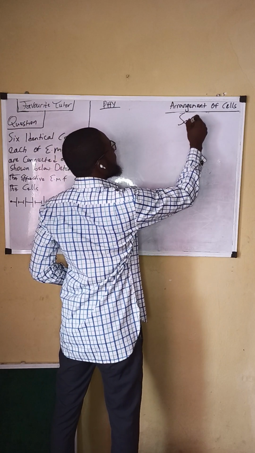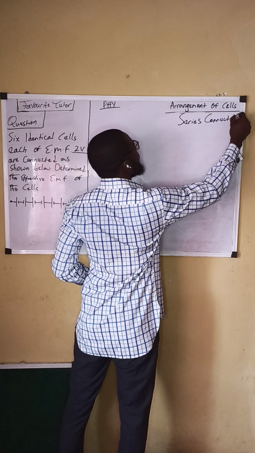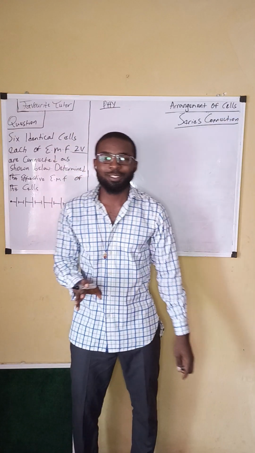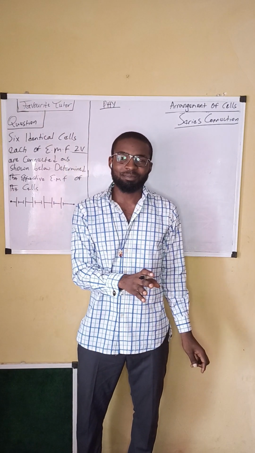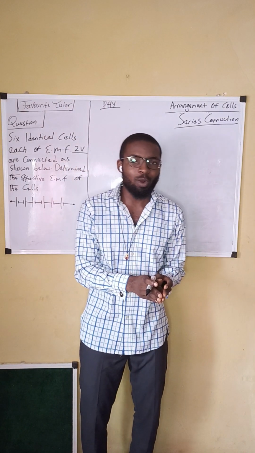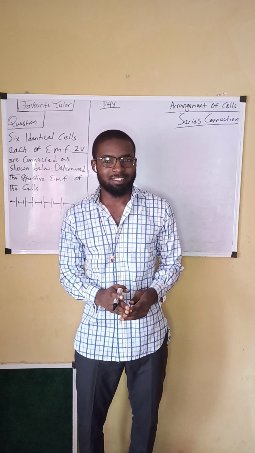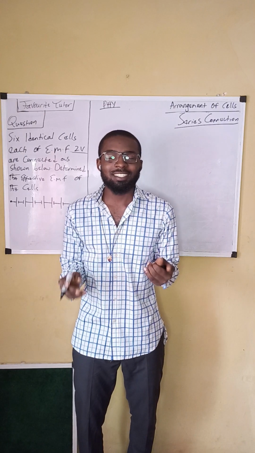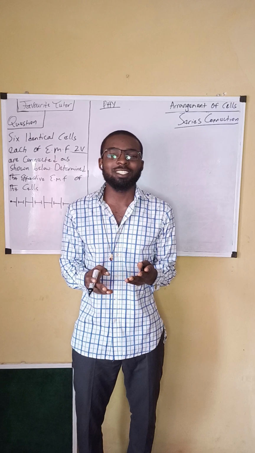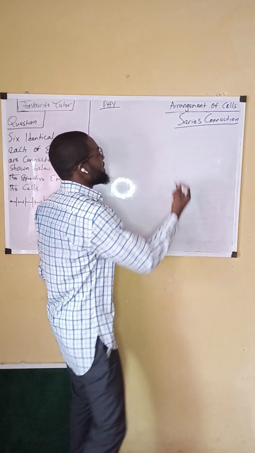Series connection. Now, talking about series connection, it's just like the resistor. When cells are connected in series, the positive terminal of one is connected to the negative terminal of another. And one thing about that is that the current is increased and the electromotive force also increases in the circuit. For instance, something like this.